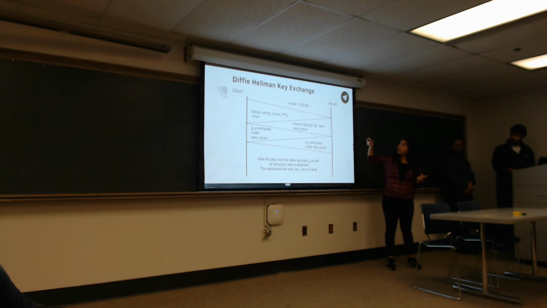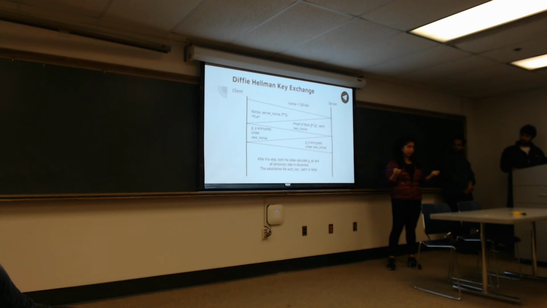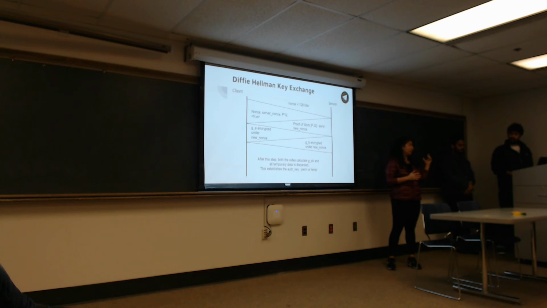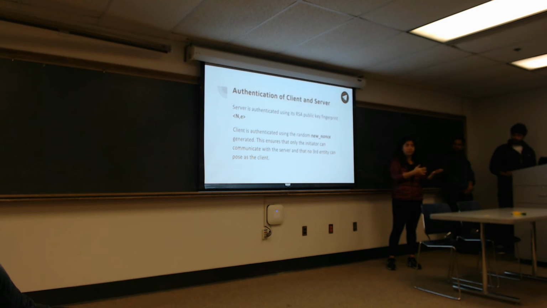So once the new nonce is sent across, the server decrypts it using its own RSA private key, and now both client and server are in possession of the new nonce. They carry out the computation to find the temporary AES IGE key and IV. The AES IGE is the same protocol that we discussed.